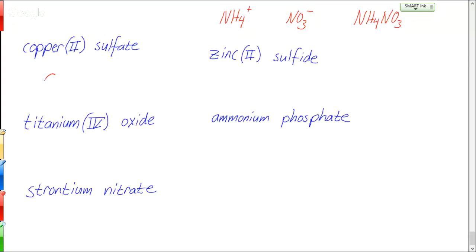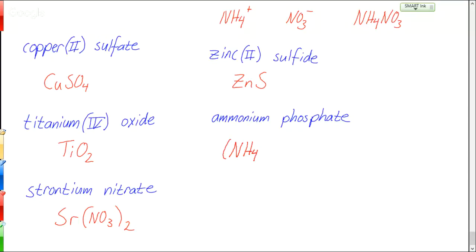Copper 2 sulfate is going to be CuSO4. Titanium 4 oxide is TiO2. Strontium nitrate is SrNO3. Zinc 2 sulfide is going to be ZnS. And then ammonium phosphate is NH4 and then PO4.